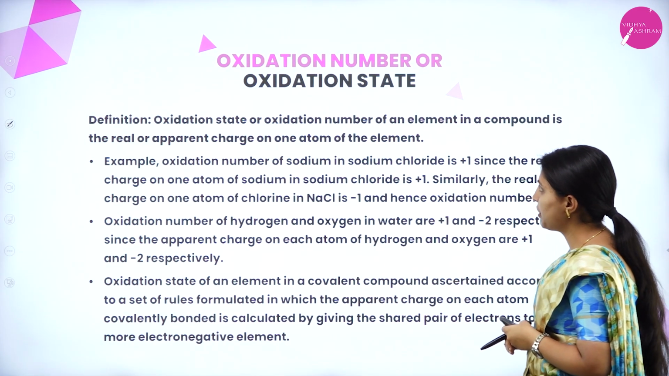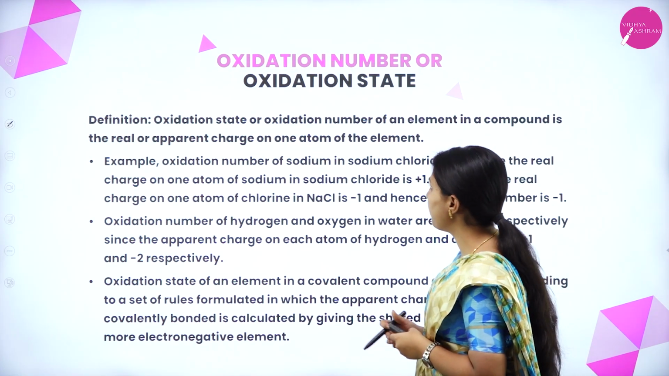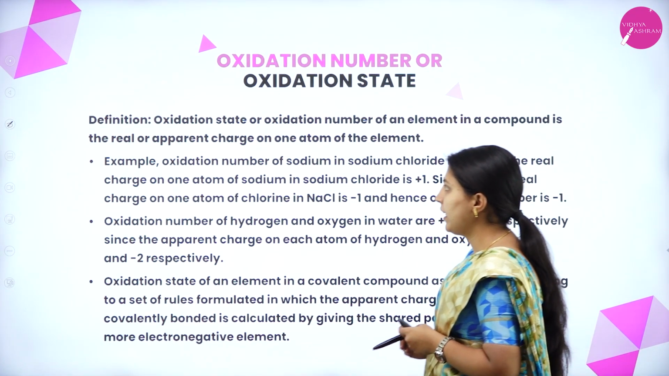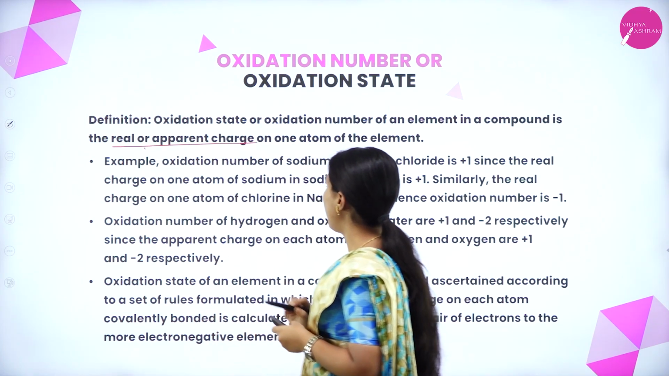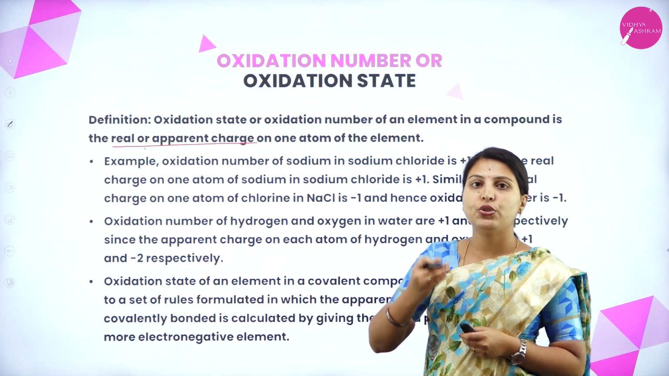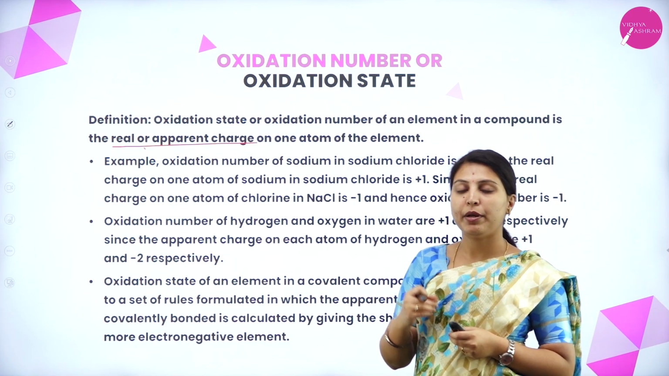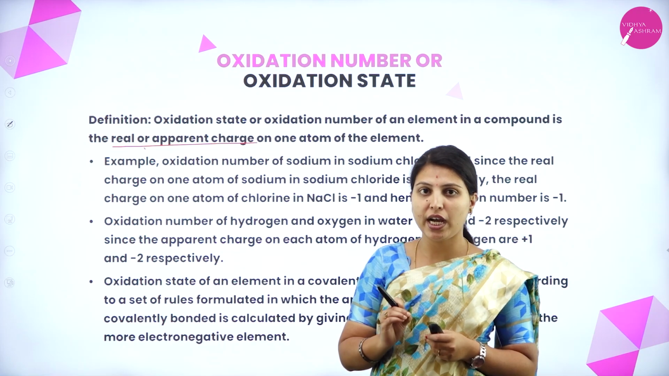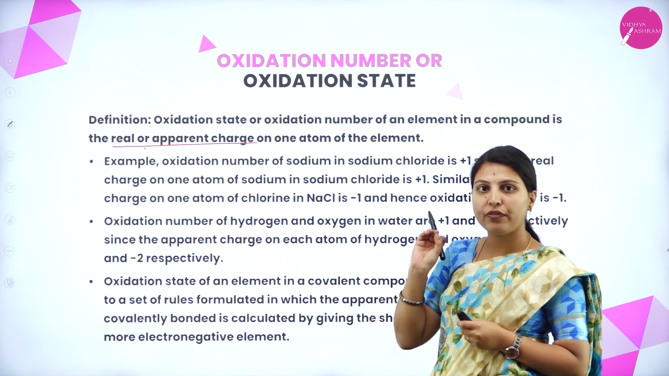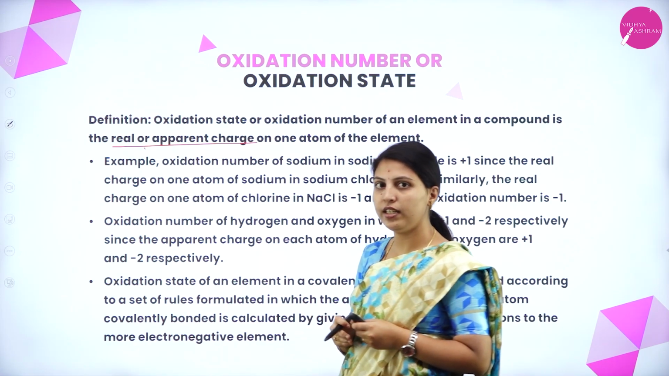First we will see oxidation number or oxidation state. What is the definition of oxidation number? Oxidation state or oxidation number of an element in a compound is the real or apparent charge on one atom of the element. In one compound, 2 or 3 elements may be present. If you want to find out one atom's charge, it may be real or apparent. That identification of the real or apparent charge of an atom in a compound is called the oxidation state or oxidation number.